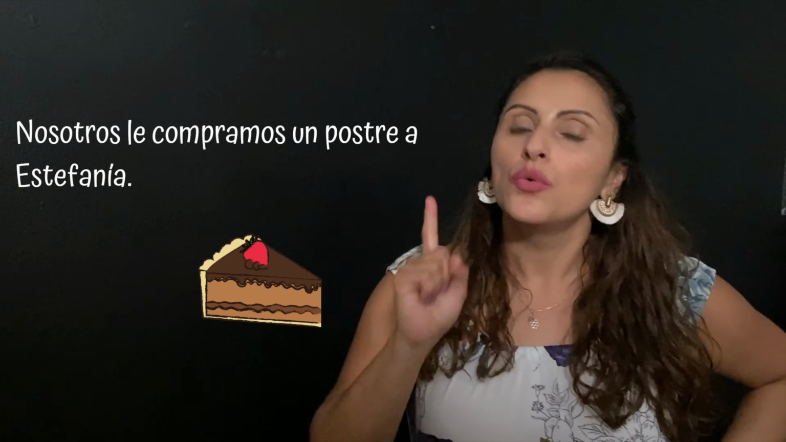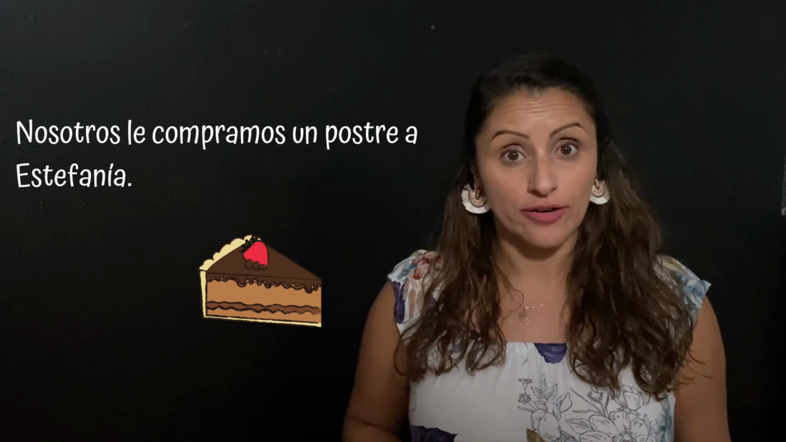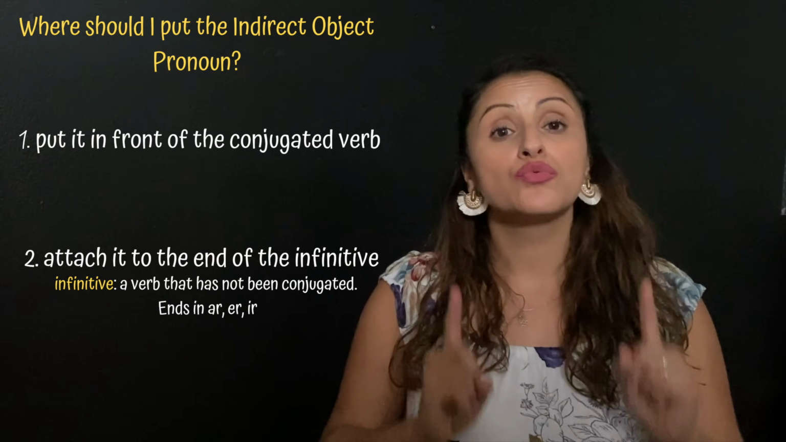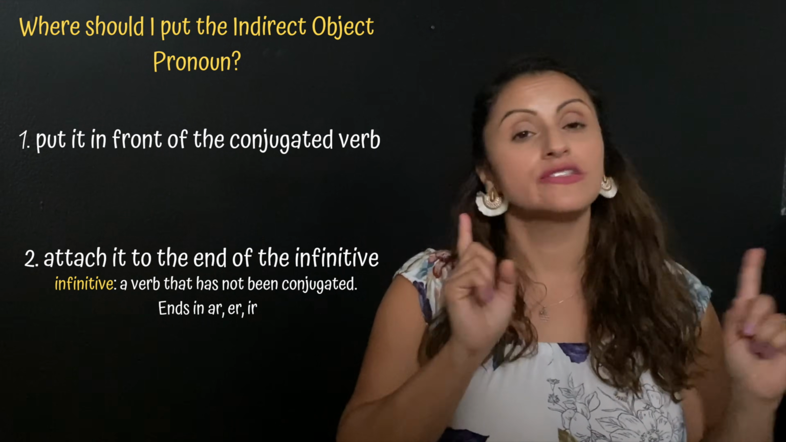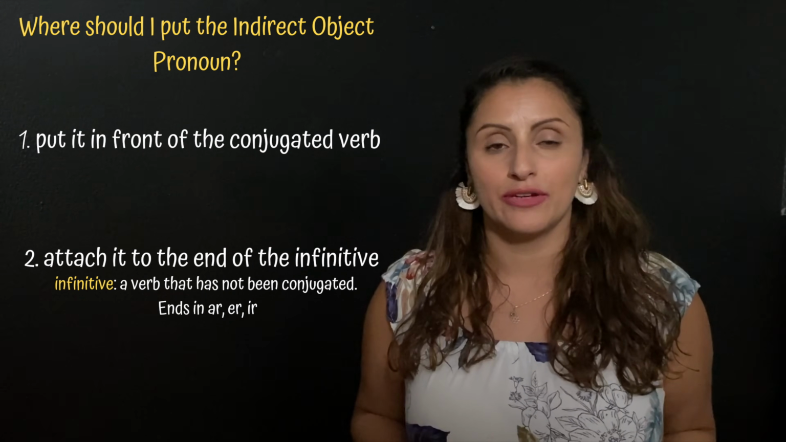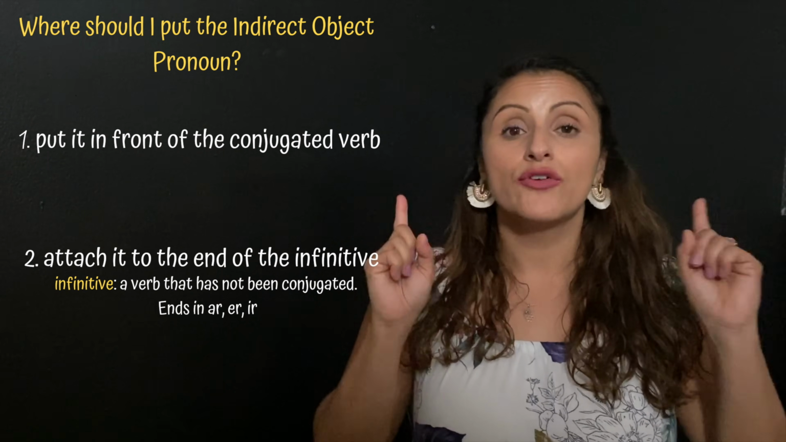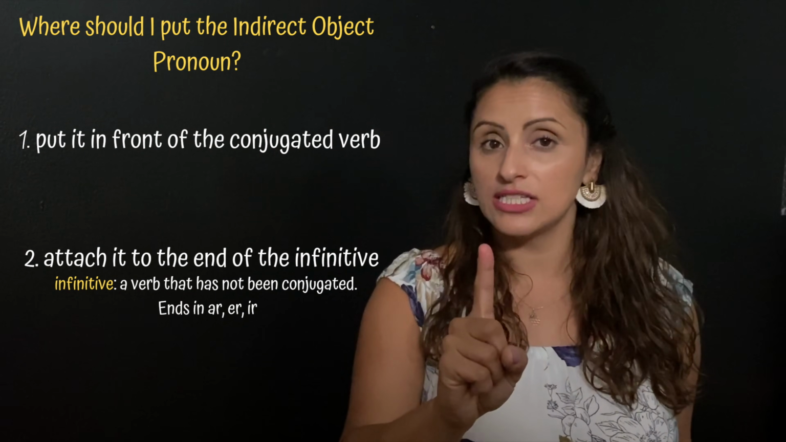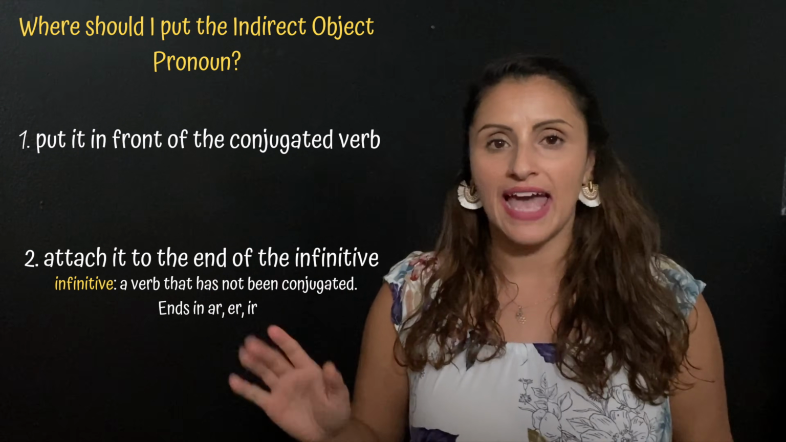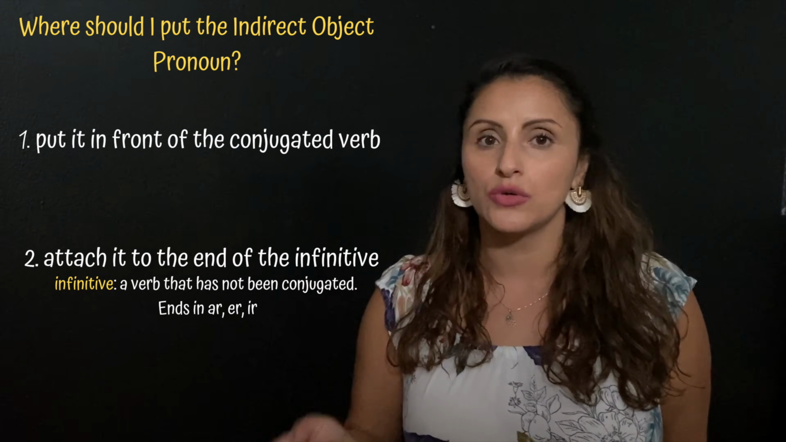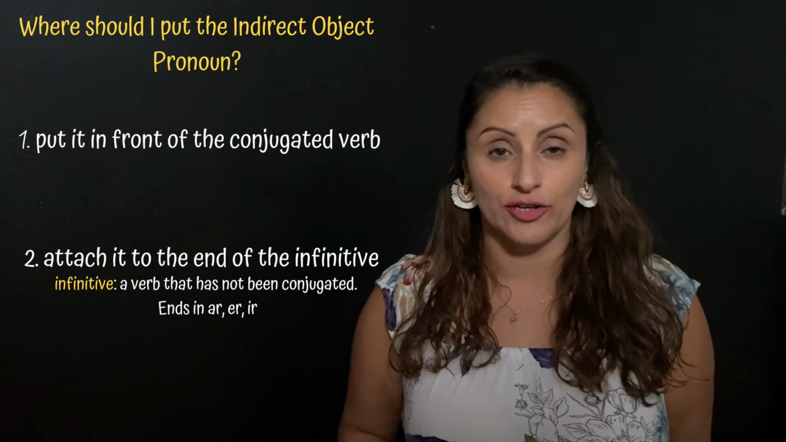Yes, you're right. We put it in front of our conjugated verb. So, the rules from the direct object pronouns apply to the indirect object pronouns. There's 2 places we can put our indirect object. If we have a sentence that only has one conjugated verb, there's no questions asked. That indirect object pronoun goes in front of the conjugated verb.